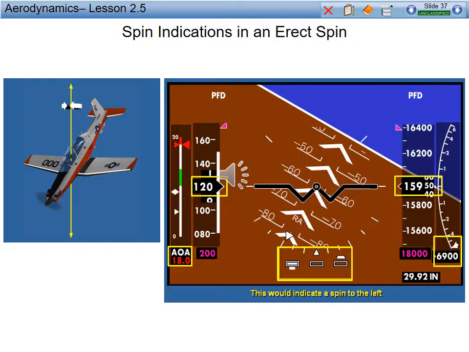Some spin indications that we're going to be seeing for an erect spin. AOA is going to be pegged. Airspeed is going to be about 120, stabilized in there. Spin direction is going to be in the direction of the turn needle, and our balance ball is going to be on the opposite side. Altitude is going to be severely decreasing, as well as our VSI, somewhere around 6,000 to 9,000 feet per minute.